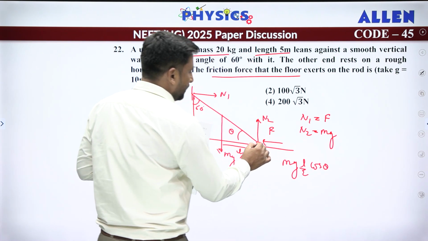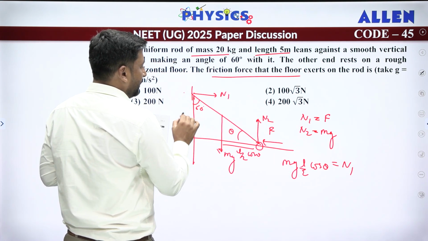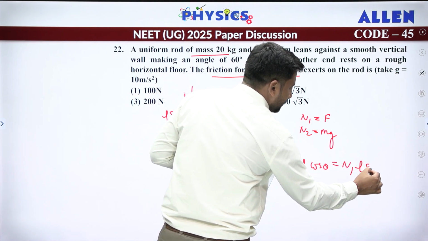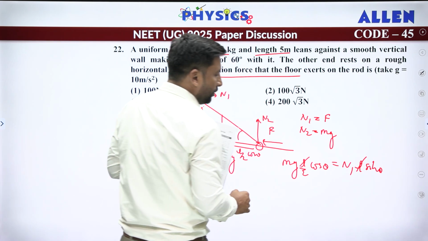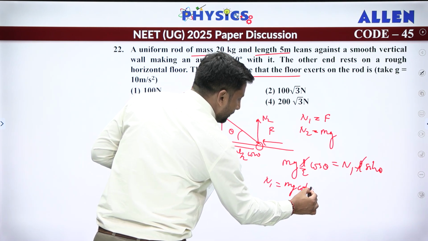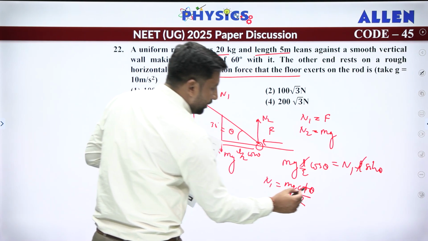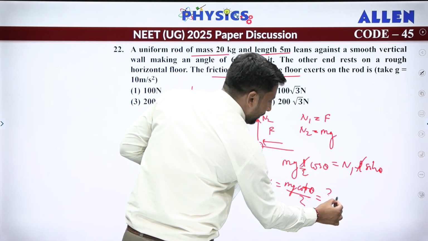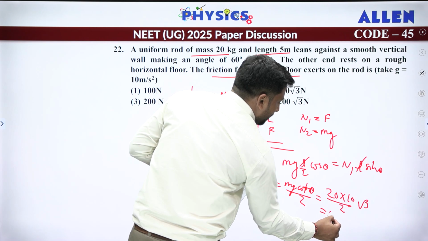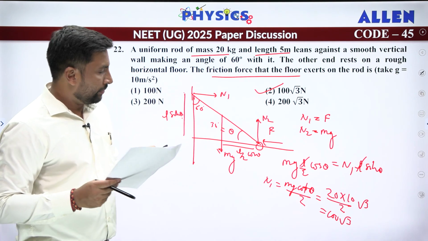The torque about this point is countered by this one. So we can say it is N1 into this length, which becomes L sin theta. L will get cancelled. What will we get? We will get N1 as mg cot theta by 2. Now theta we have taken this one. If this is 60, this will become 30. So we can put here mg, which is 20 into 10 divided by 2, and cot 30 means root 3. So we'll get 100 root 3 as the answer. So answer 2 is correct, 100 root 3.